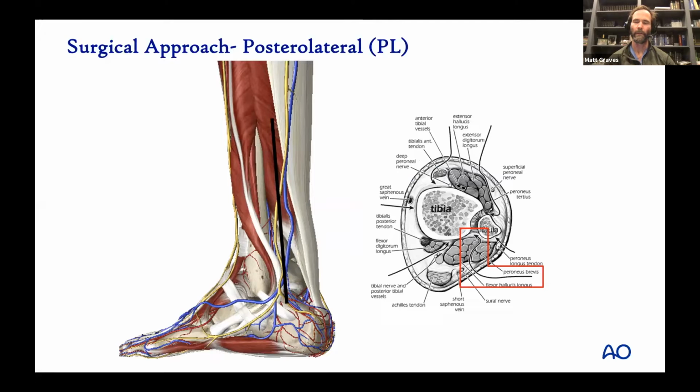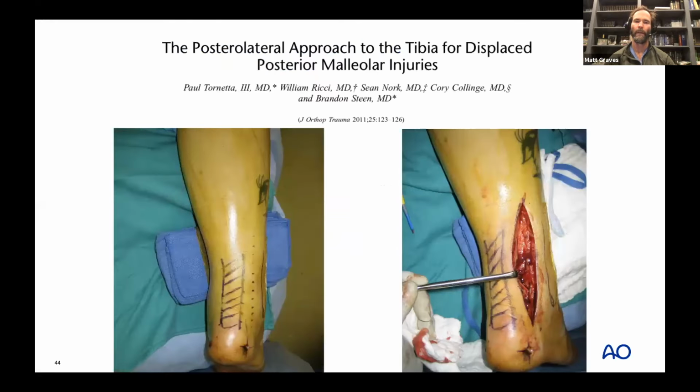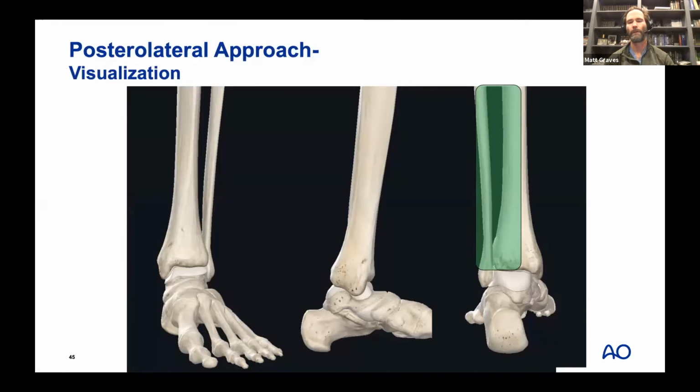This is different. This is the posterolateral surgical exposure, which is between the peroneals and the FHL. There's a nice article on that where you can learn more about the posterolateral surgical exposure. It gives you visualization of both the fibula and the posterolateral portion of the tibia. You can get to the posterior tibial tendon groove posteromedially through this approach fairly well. You cannot get a medial plate on through this approach.